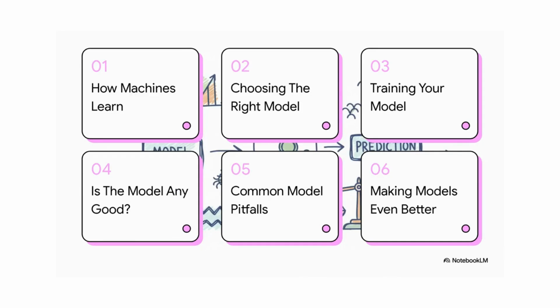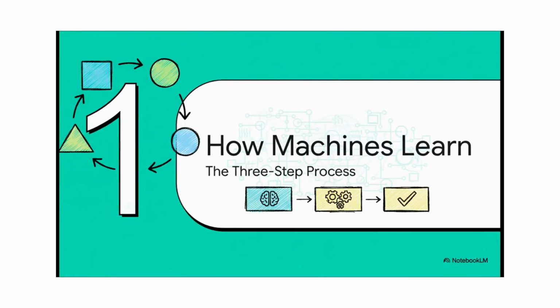So, here's how we're going to break it all down. We've got 6 key stages. Think of it like this. We're training a rookie detective to spot a criminal. First, we'll cover how they even learn in the first place. Then, we'll figure out how to choose the right detective for the right case. After that, it's off to the academy for training, followed by a performance review. We'll even look at some common rookie mistakes, and finally, figure out how to build a whole super team of these detectives. All right, let's dive into Section 1, How Machines Learn.